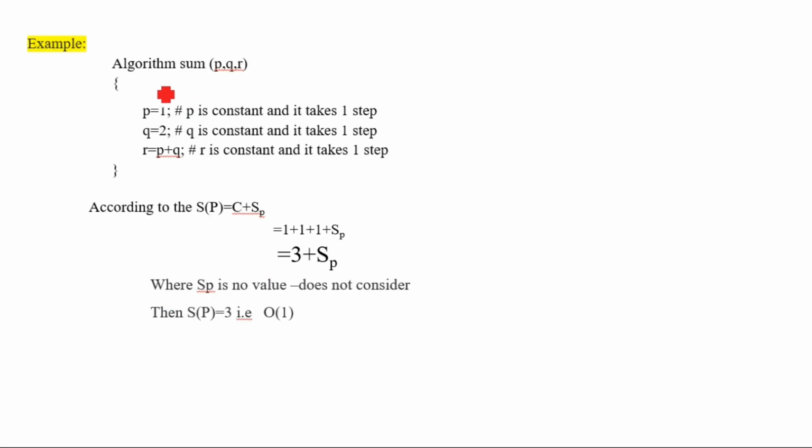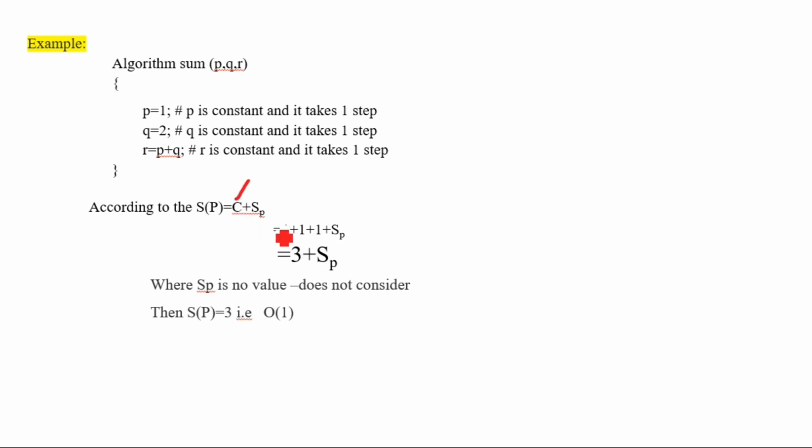We'll see one example, that is algorithm sum of P, Q, R. P is equal to 1, Q is equal to 2 and R is equal to P plus Q. P stores one step, Q stores one step, R stores one step. Why? Because they are all constants. And we'll apply the formula S(P) = C + S_P.